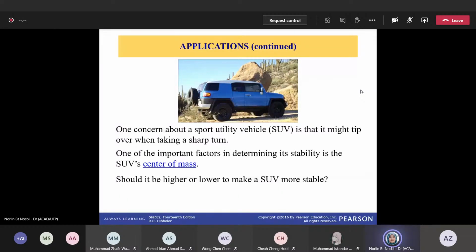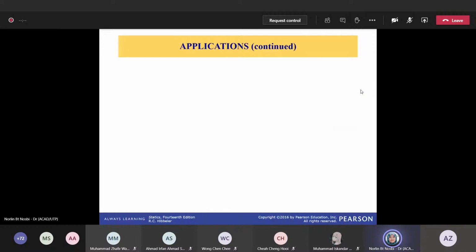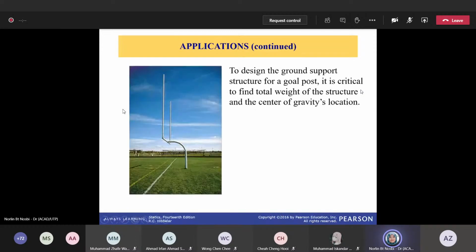And then another example, if you can see here, it is this goal, this American football goal, right? How do you want to design this structure to make it stable without falling? You need to find the center of gravity so that it will stand stably. Okay.